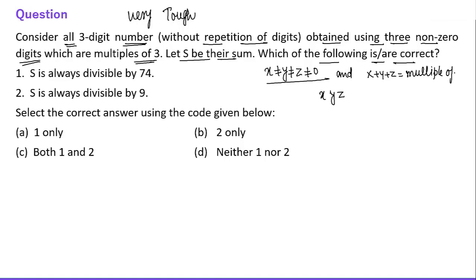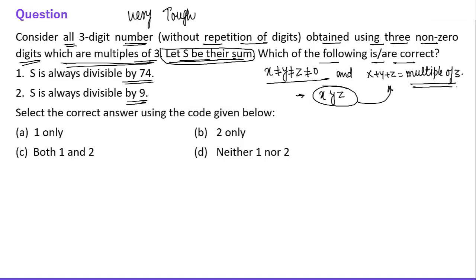Why? Because this number is a multiple of 3. If XYZ is a multiple of 3, then obviously the sum of digits is a multiple of 3. So X, Y, Z are distinct, not equal to each other, not equal to 0, and X plus Y plus Z is a multiple of 3. After that, the question asks which of the following are correct: S is always divisible by 74, S is always divisible by 9. S is the sum of all those numbers.